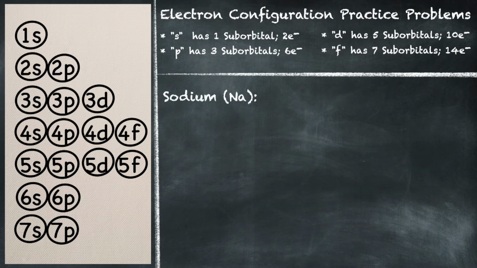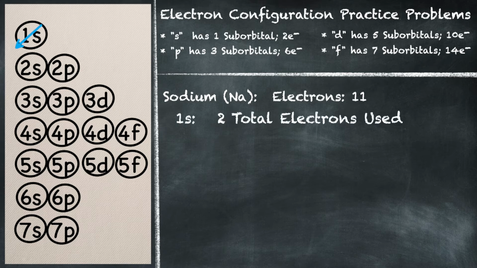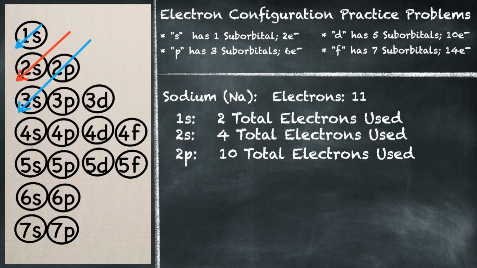Now let's go to sodium. Sodium has an atomic number of 11, meaning it has 11 protons, and since it's neutral, that means it has 11 electrons. So we'll start off like we did our last one. 1s, that can hold 2 electrons. 2s, that can hold 2 more, so now we're at 4 total electrons. Next thing we can go to is 2p. This time, since we're wanting 11 total electrons and we only have 4, we can fill our p completely up so that it can hold 6 electrons, giving us a total of 10 that we have used so far.